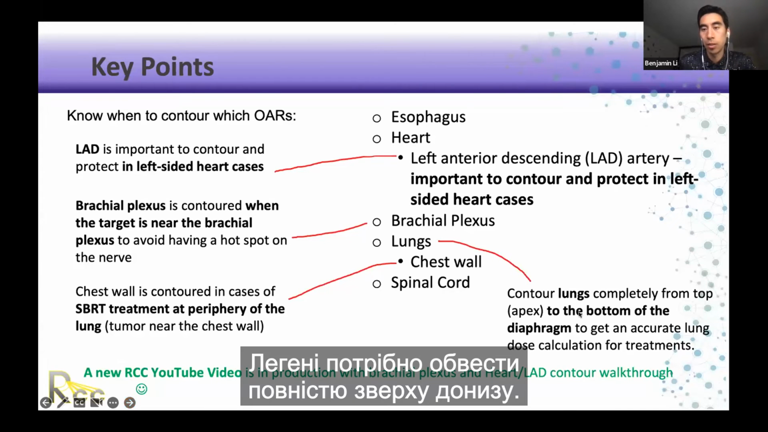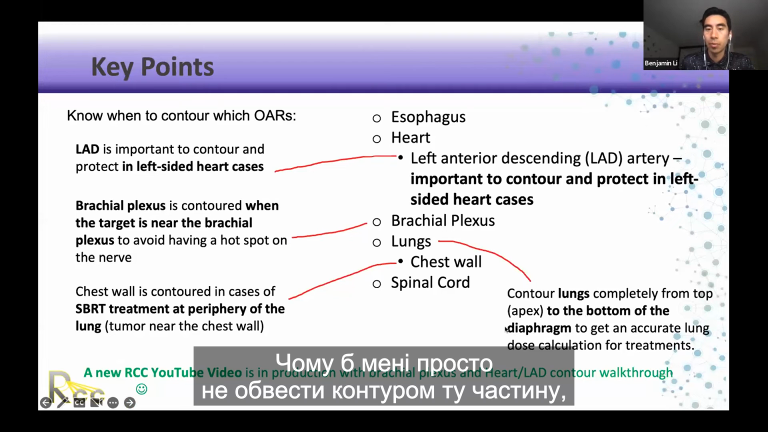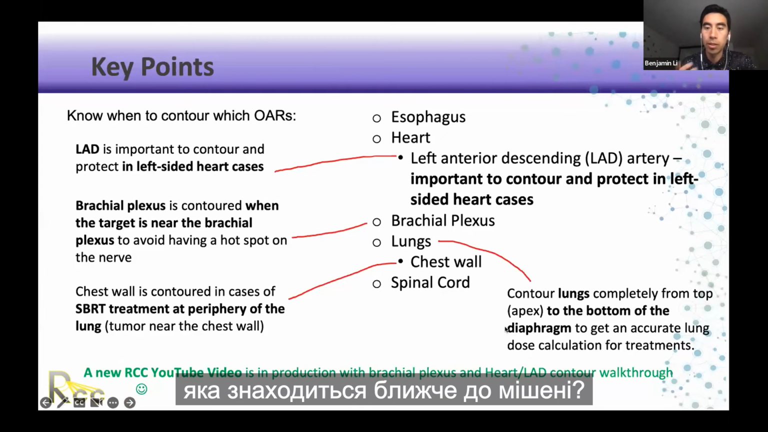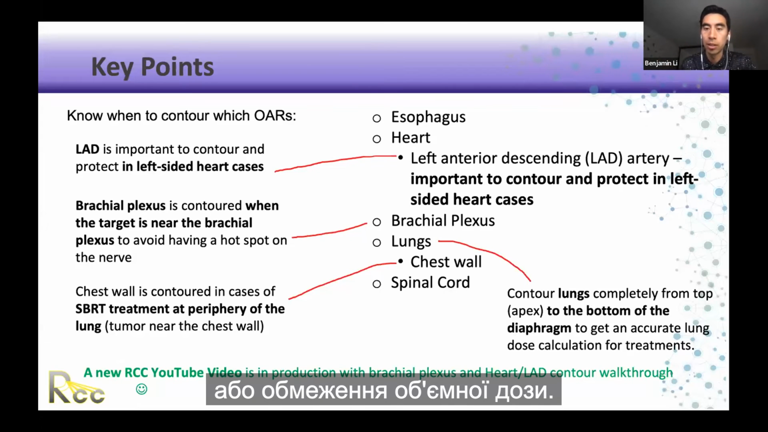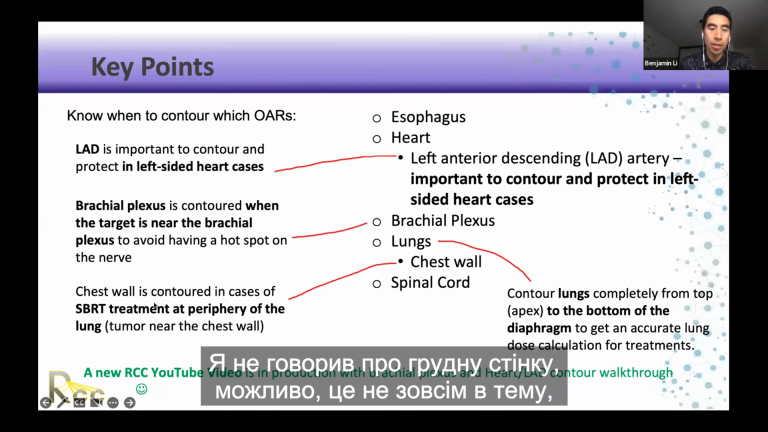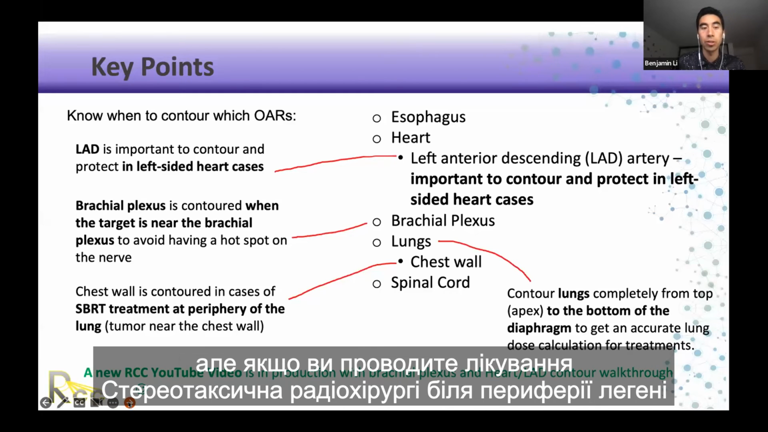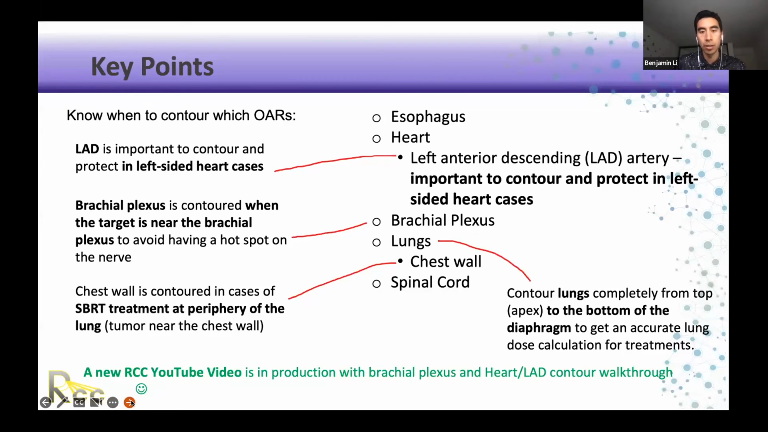The lungs, you want to contour completely from top to bottom. Why is this important? Why don't I just contour the part that's close to the target? It's because our dose constraint for the lungs is a mean dose constraint or a volumetric dose constraint, and we need to know the entire volume of the lungs in order to get an accurate reading with that. I didn't talk about the chest wall, may not be in the scope of this, but if you're doing an SBRT treatment near the periphery of the lung, or the tumor's near the chest wall, then we contour the chest wall as an OAR.